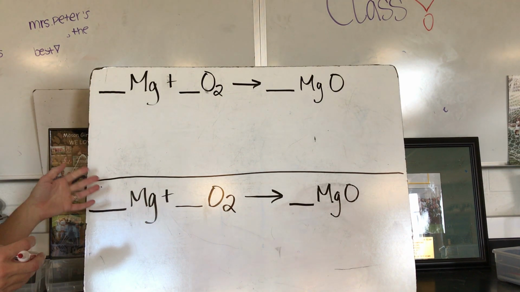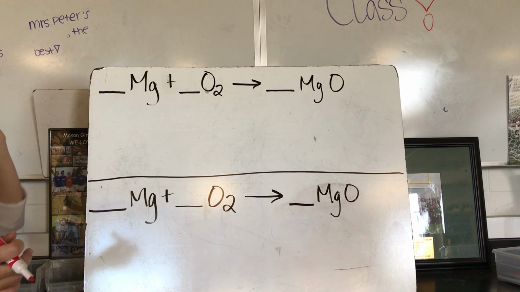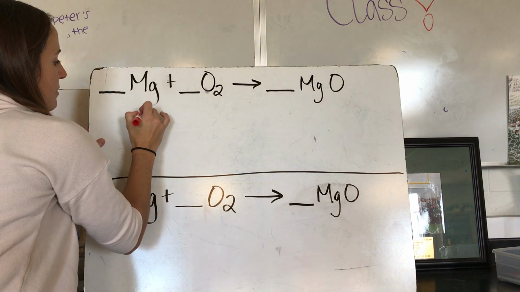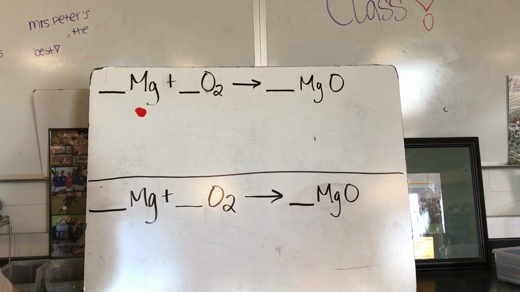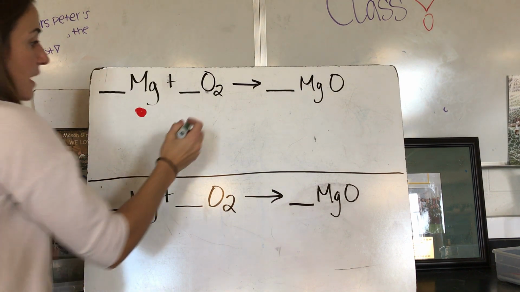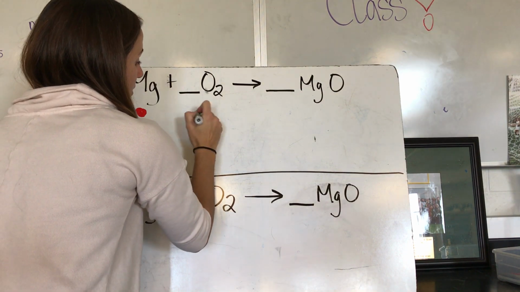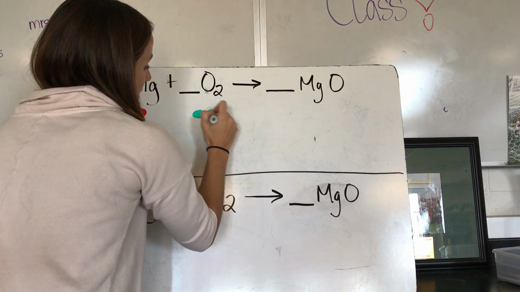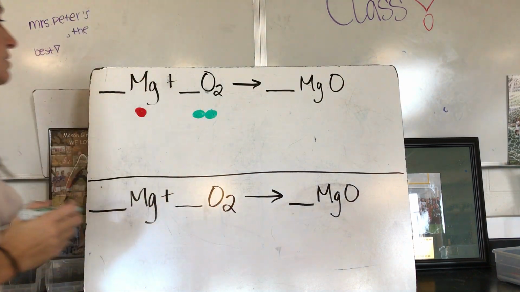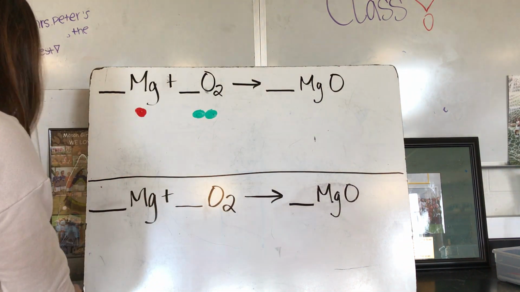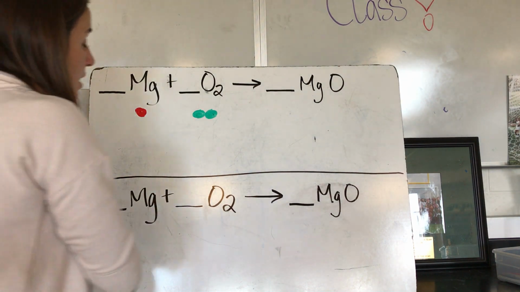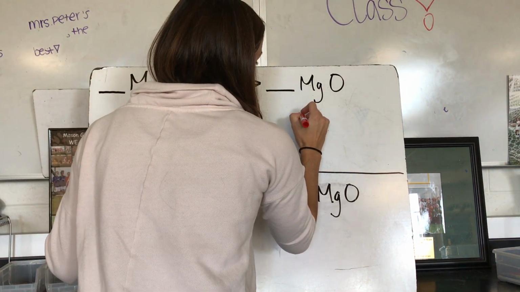So the first way I'm going to show you is visual. If I have magnesium, an atom of magnesium looks like this, okay? Oxygen, 2 atoms of oxygen bonded together, look like this, okay? So now, when those come together, they create MgO, okay? So we have a chemical reaction here.